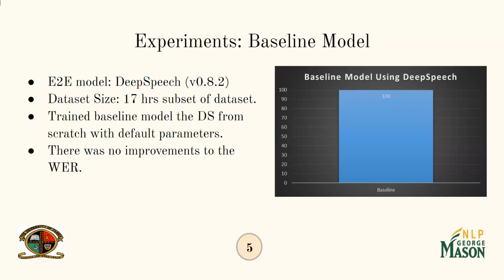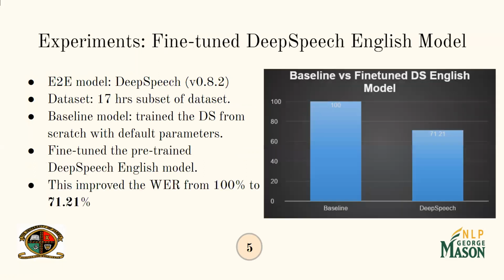For our baseline experiments, we explored different strategies of building an end-to-end Bemba ASR model. In the first approach, we trained the DeepSpeech model on a 17-hour subset of the dataset from scratch. This did not show any improvement in the word error rate. In the second approach, we fine-tuned a DeepSpeech English pre-trained model on the 17-hour subset of the dataset again. This reduced the word error rate from 100% to 71.21%.